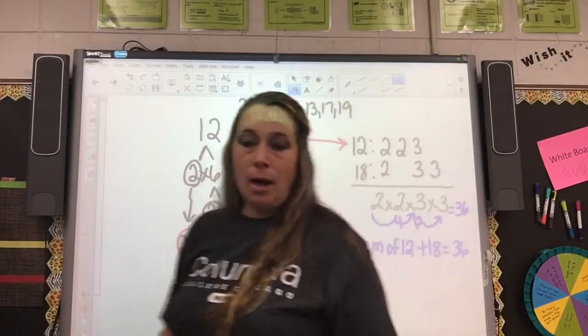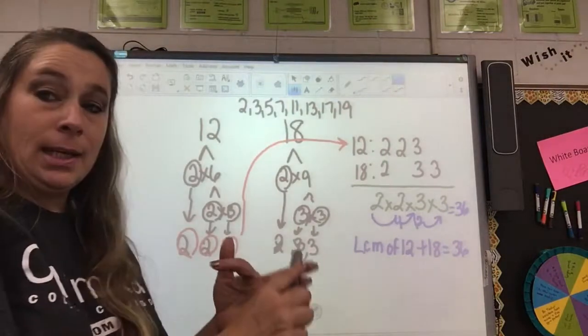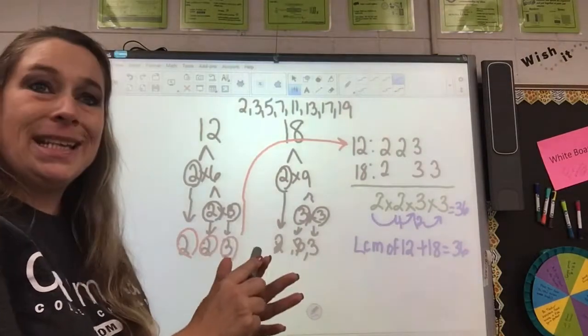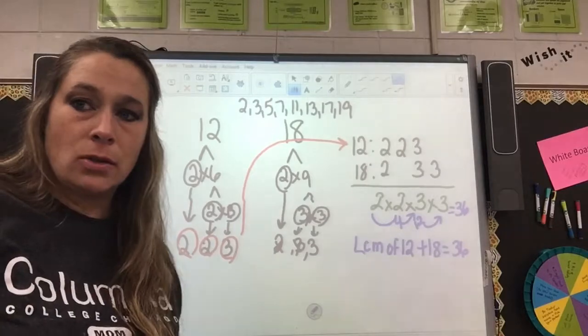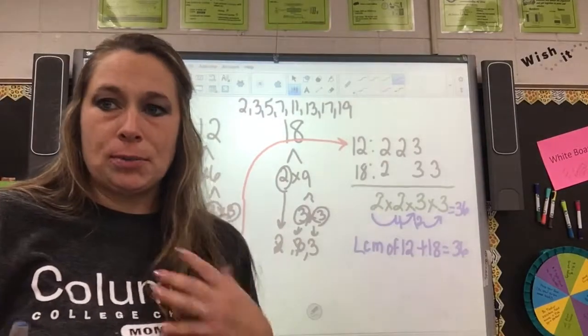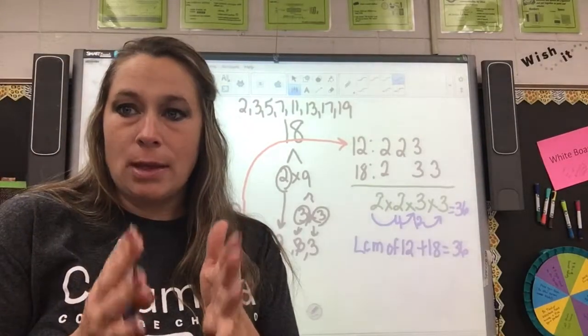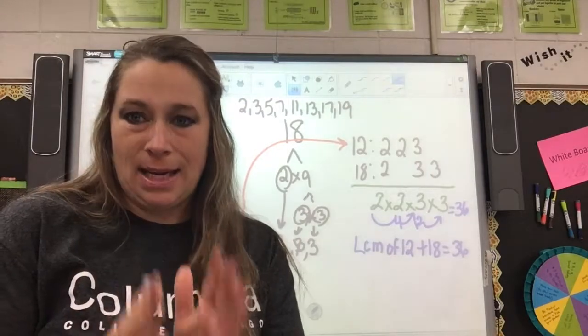And if you count it up, 12, 24, 36, you hit 36. And 18 and 18 is 36. So that matches. So basically, least common multiple means, when is the first time that those numbers are going to land on the exact same number?